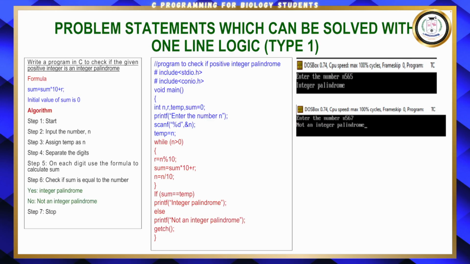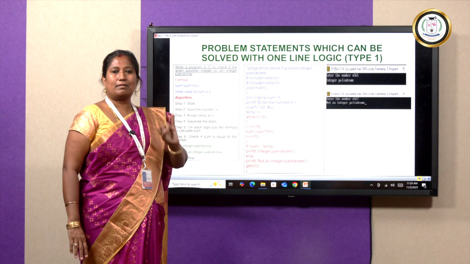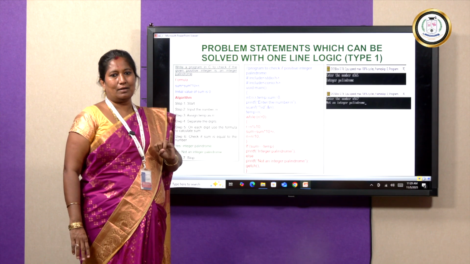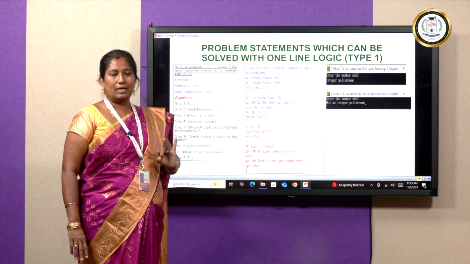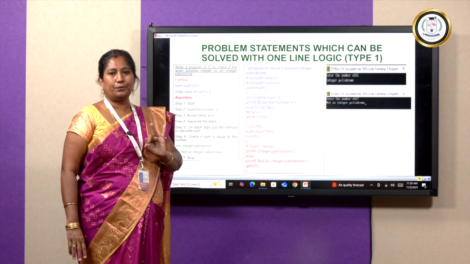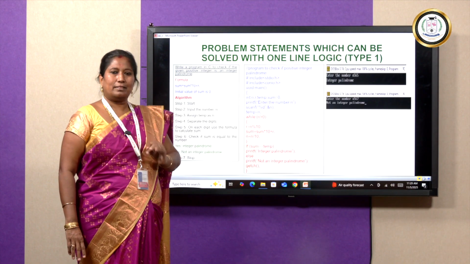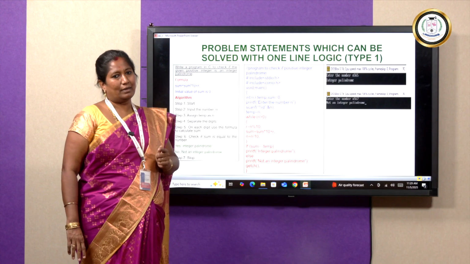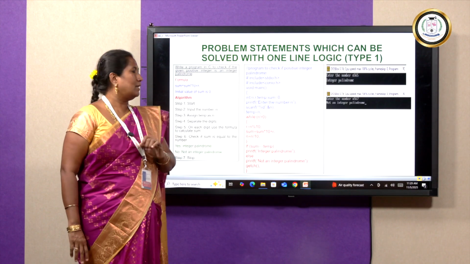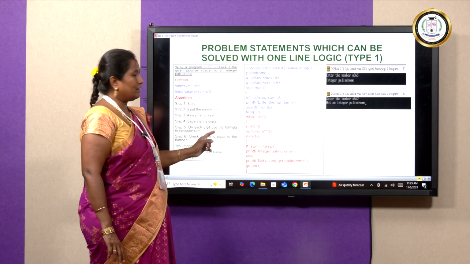So let us come to this slide. In this slide, we have checked whether the number is a palindrome or not. In order to check, what did I say? First, separate the digits. For separating the digits, we have already learnt a logic. Then reverse the number. For reversing the number, I gave you a formula, sum equals sum into 10 plus r. Then you have to check whether the sum is equal to that particular number, right? So three things I said. Let us see whether those three things are there in this program.